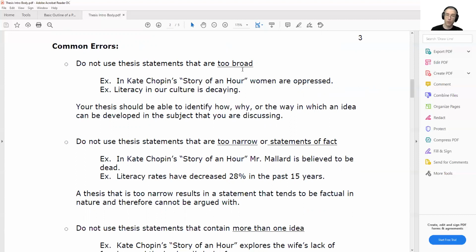Another example of a poor thesis statement that's too broad, it's not specific enough. Literacy in our culture is decaying or declining. Why? How? What is the consequence of that?